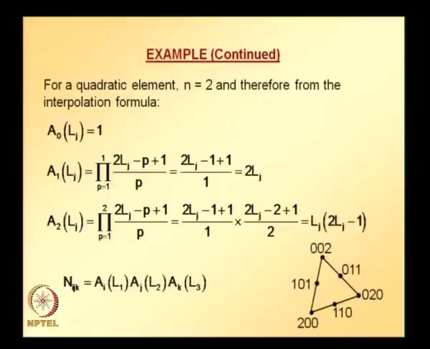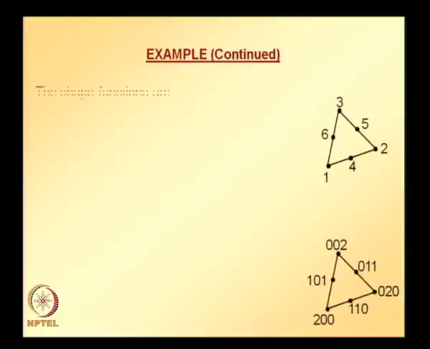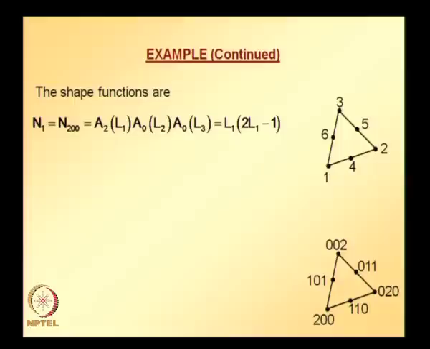So, for a particular node with 3 subscript numbering scheme, this is the formula. Now in the figure on the right hand side, all the 3 subscript numbering scheme for all the nodes are shown. So, shape functions for node 1 is same as in 3 subscript numbering scheme, node 1 corresponds to 200.